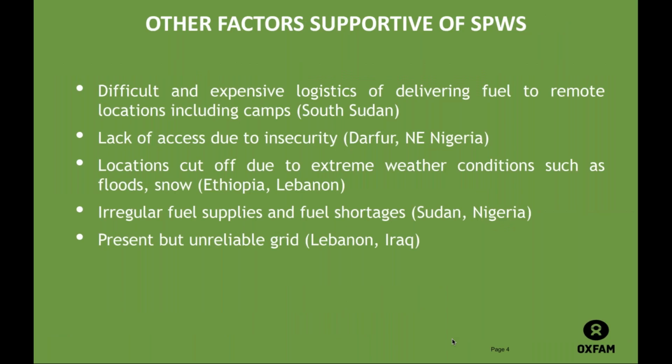Other factors support use of solar-powered water supply. Sometimes delivery of fuel is difficult in some locations, for example South Sudan, where fuel is airlifted even to the camps. Some locations are inaccessible due to insecurity. Other locations are cut off when it rains or it snows in the winter. Some countries experience fuel shortages. And other countries have a grid, but the grid is unreliable, such as Lebanon and Iraq. Next.